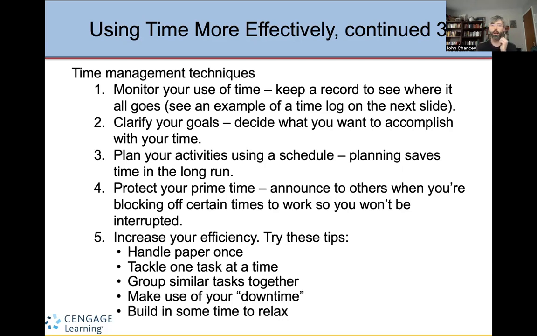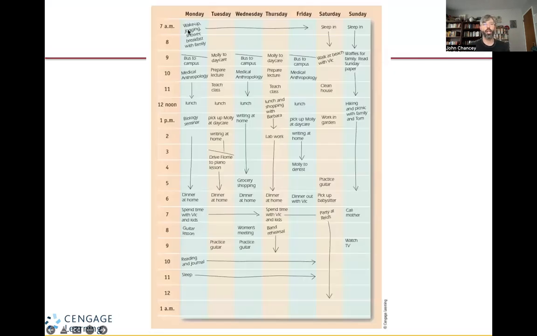Also, when it comes to efficiency, handle emails and papers only once. Don't multitask. Group similar tasks together, tackle them one at a time, make use of your downtime, and strategically build in time to relax. You can't just go all the time. You will literally burn yourself out. So here is an ideal look at a way you could structure your schedule from 7 to 11, and figure out, based on your schedule, when you can find times to rest and when you can find times to work. So be diligent about blocking off certain times.